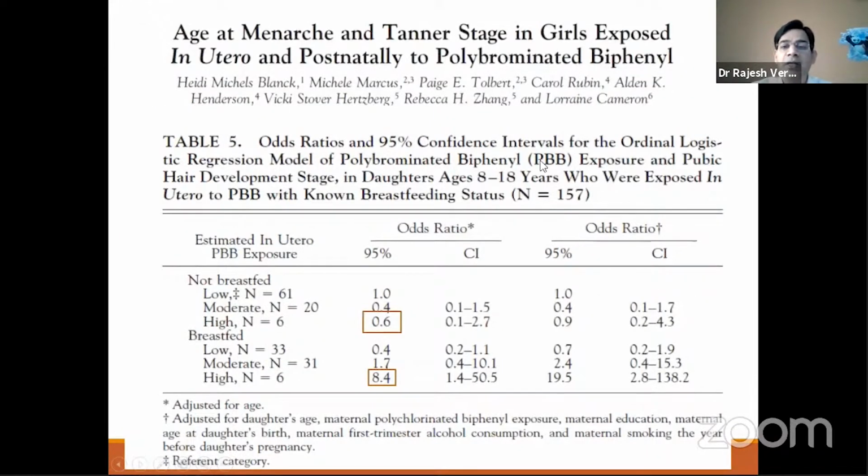And in the same study, the onset of pubic hair development: those girls who were not breastfed have an odds ratio with a 95% confidence interval of 0.6. And there is a significant difference in those who were breastfed, approximately 8.4. So this study showed that girls exposed to polybrominated biphenyls have early onset of pubic hair development as well as menarche.